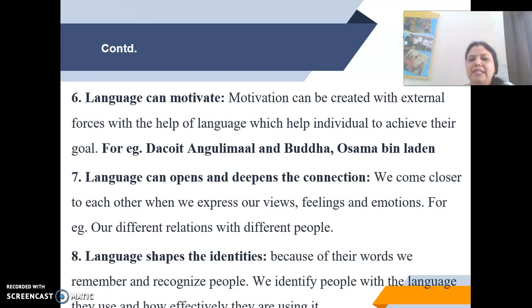Language shapes identities. Because of their words, we remember and recognize people, and we identify people with the language they use and how effectively they are using it. So, my topic is over.